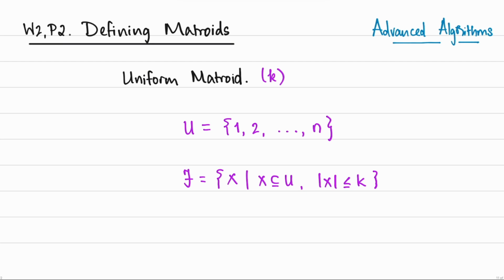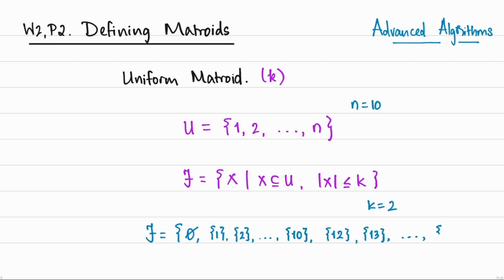So just to make this example a little bit concrete, let's say that n is 10 and k is 2, right? So then the universe would be the set 1 to 10, and the family would be the empty set, all the singletons, and also all the two-size sets. So I'm not listing out everything explicitly, because it's going to be 10 choose 2 sets plus 10 sets, and that's a lot to put on one slide. But you can use your imagination to populate the entire family, right?